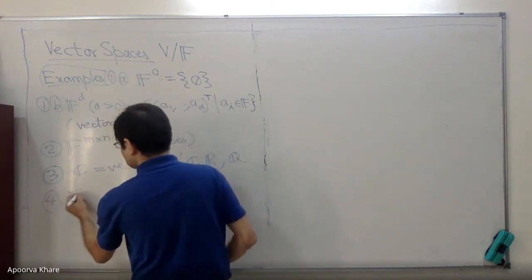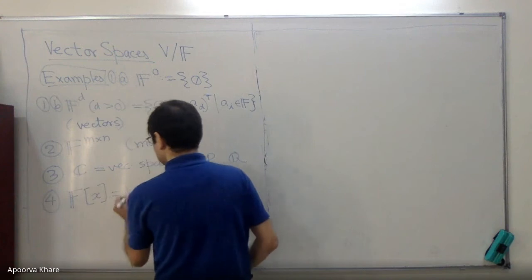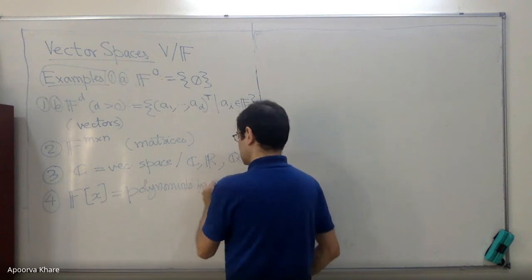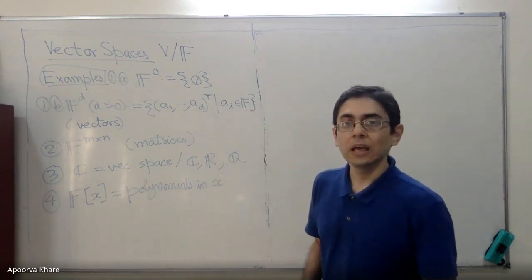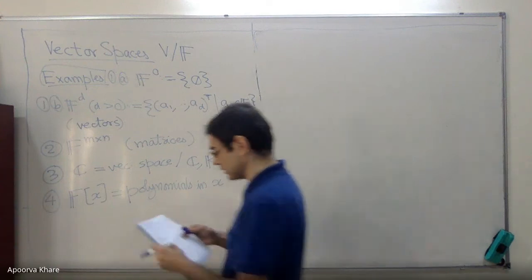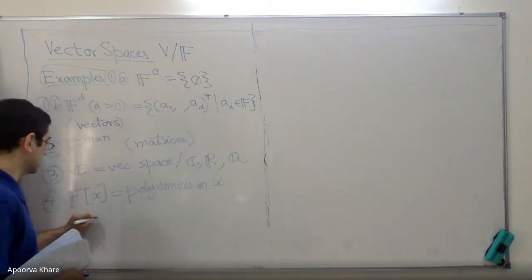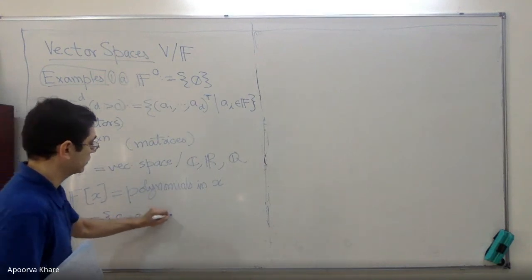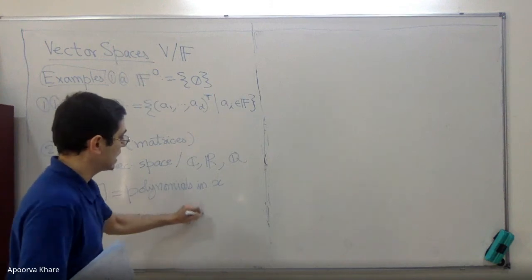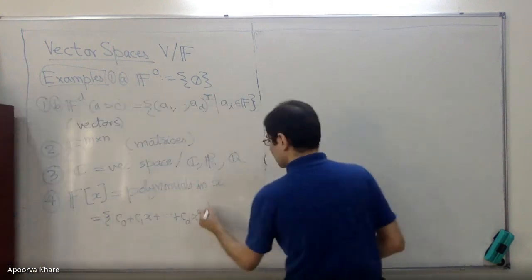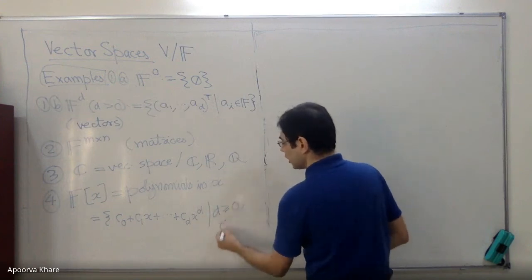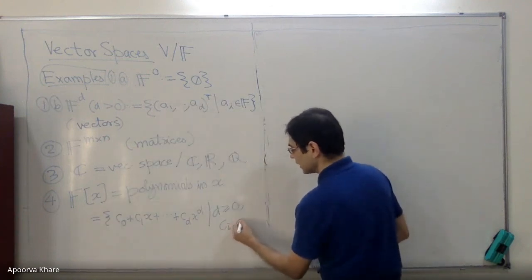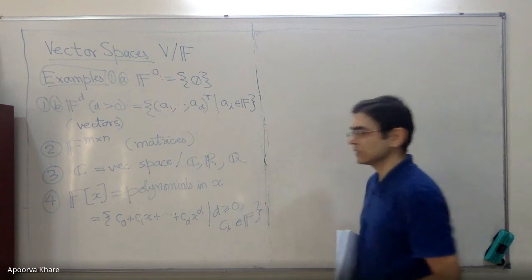So F[x] is the set of polynomials in one variable. Now polynomials in x are of the form c0 plus c1 x plus dot dot dot plus cd x to the d. Again, d stands for the degree, and here d is bigger than or equal to 0, and all the ci's are in F. This is the set of polynomials.